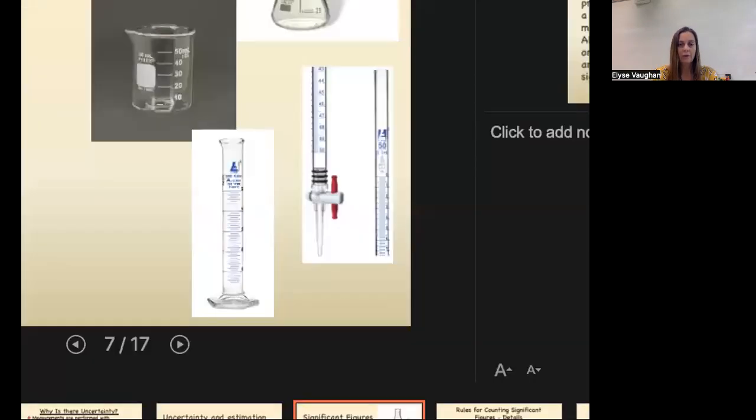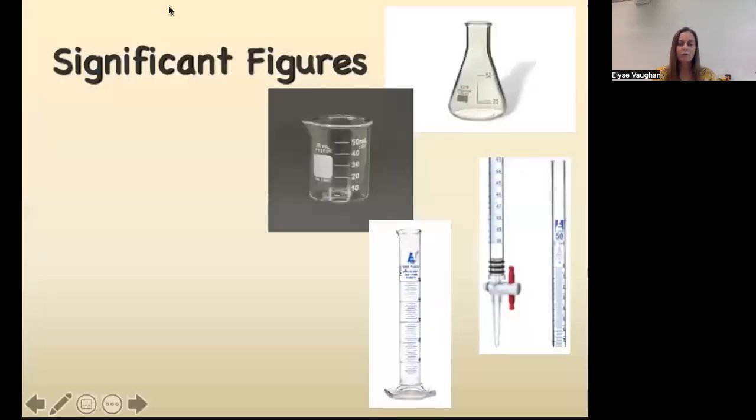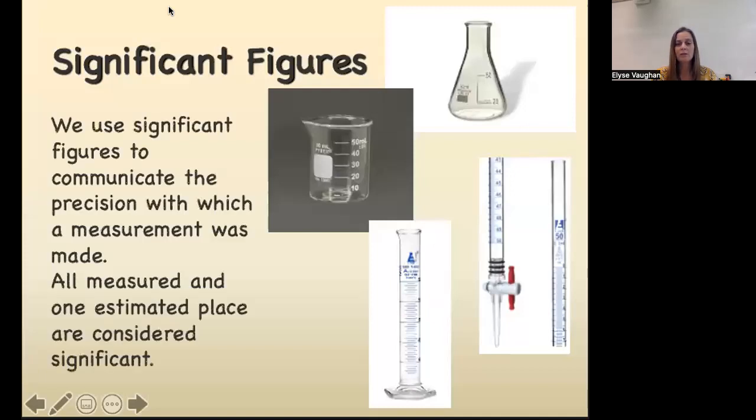Okay, so significant figures. So we learned about significant figures in chemistry, and we'll just quickly review significant figures. So we use them to communicate how precise our measurement was. How precise was our instrument? All of our measured numbers and one estimated place are considered significant. You'll remember in class today, we said we always read one place past the graduations.